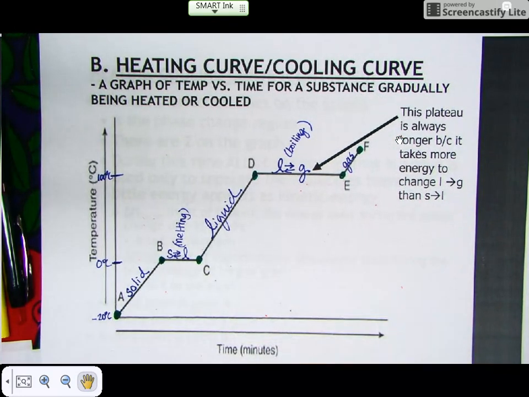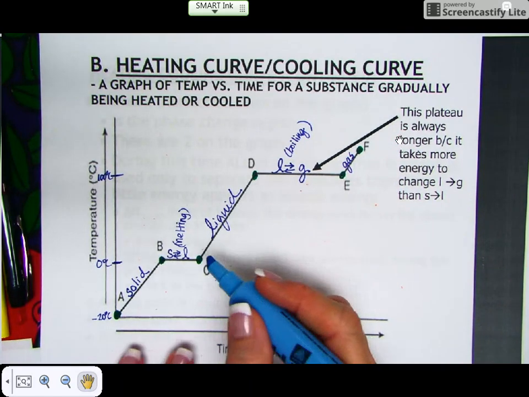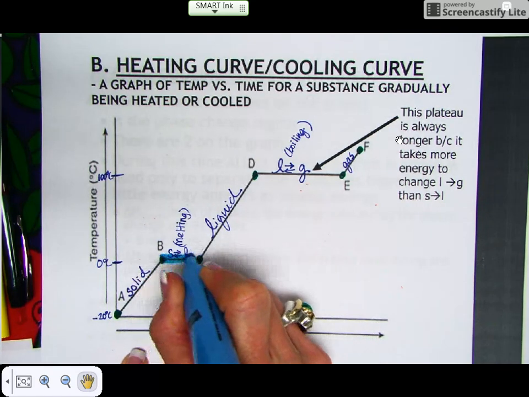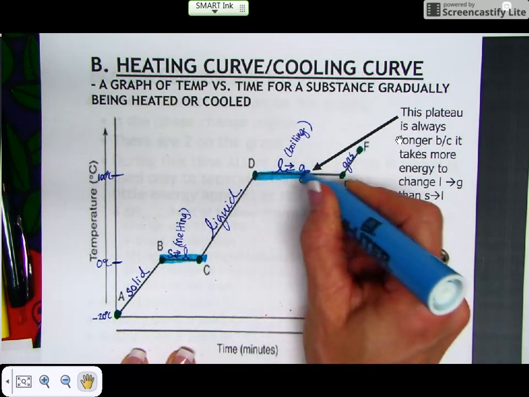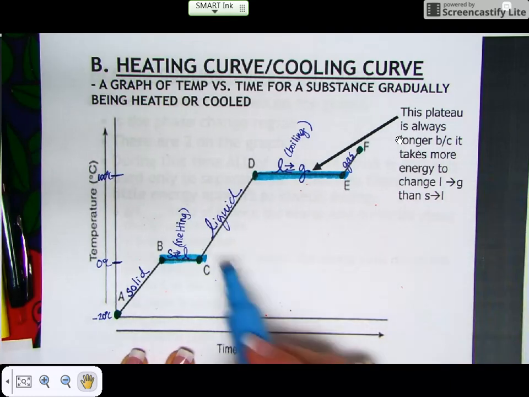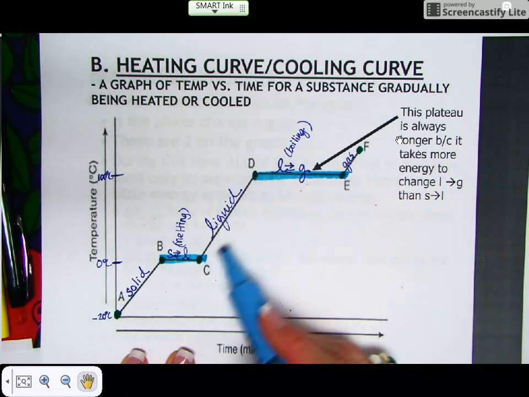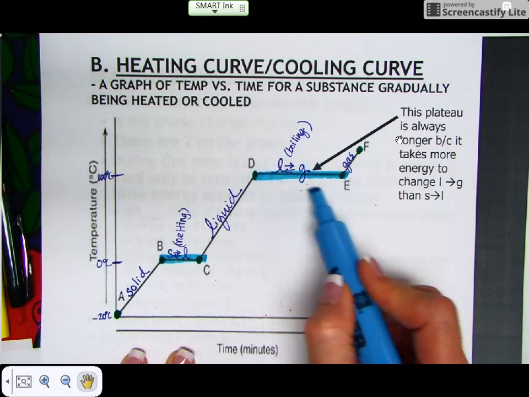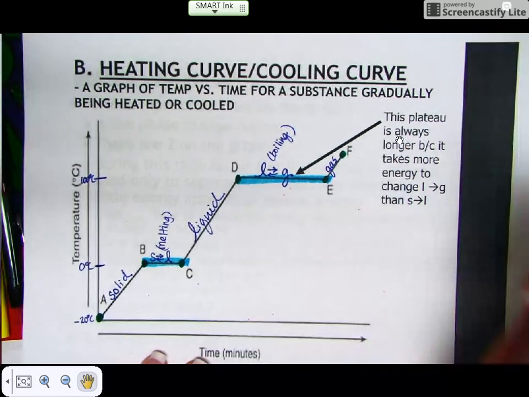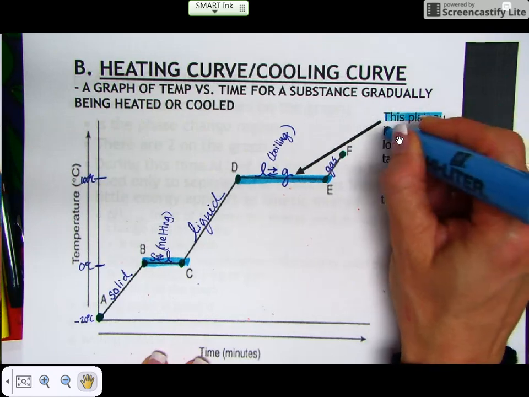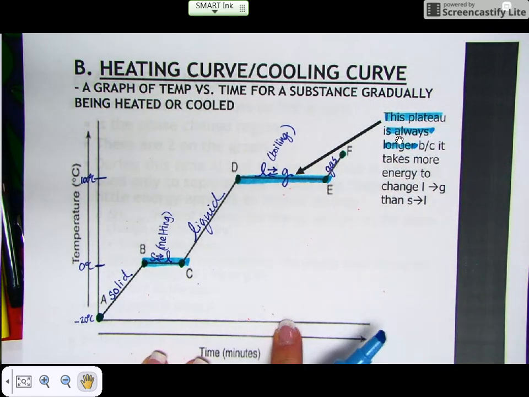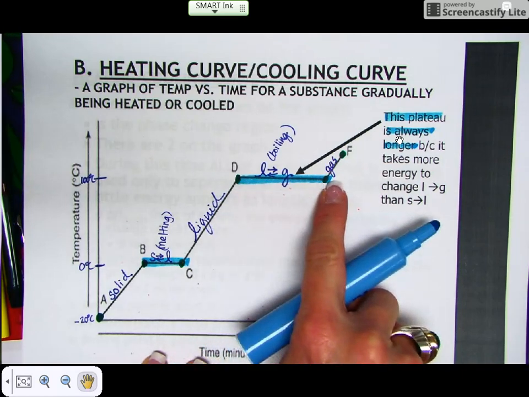Now, one thing I do want to point out here about the two plateaus, there are always going to be two plateau regions for water. The plateau regions are these flat regions. I'm going to highlight it here. One thing that will always be true if you compare the two plateaus: the plateau where the liquid is changing to a vapor is always going to be a longer plateau, or it's going to take more time. It takes more time for that to happen.